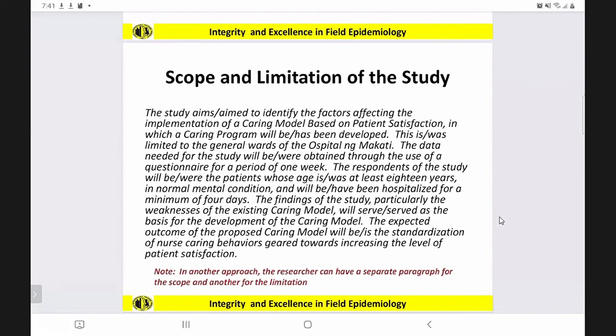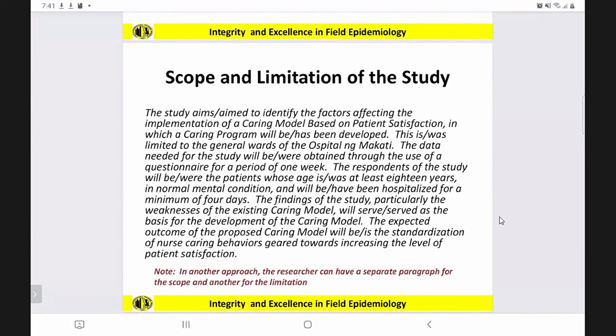The findings of the study, particularly the weakness of the existing caring model, will serve as the basis for the development of the caring model. The expected outcome of the proposed caring model will be or is the standardization of nursing care behaviors geared towards increasing the level of patient satisfaction.